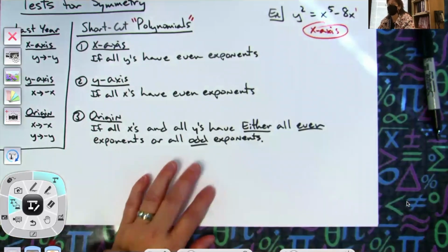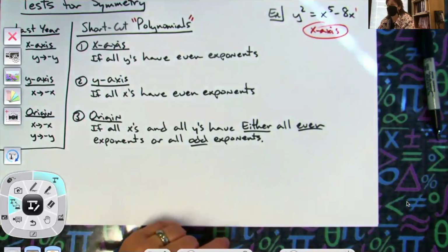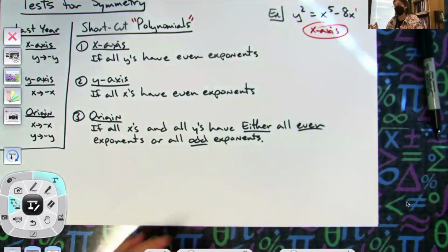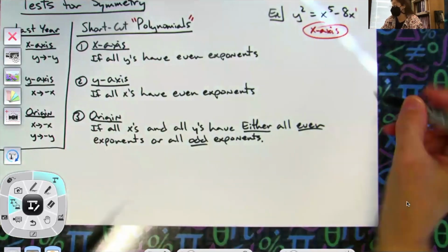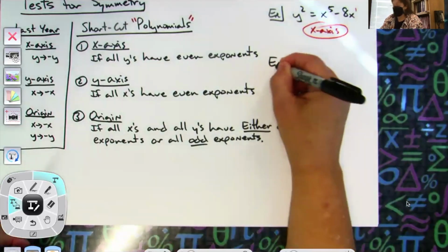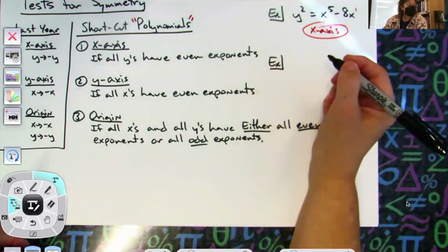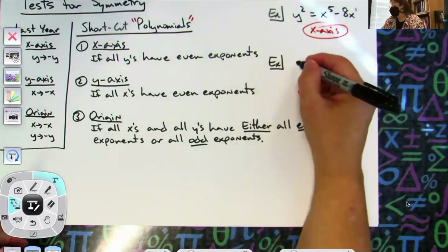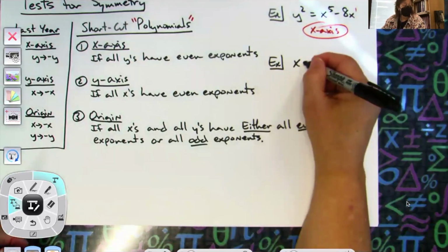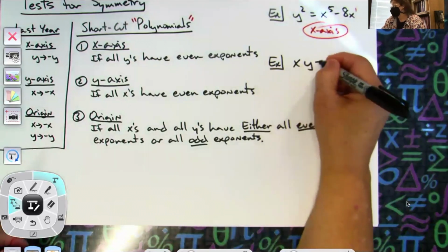Okay, so much, much faster than what we did algebraically last year, but there again, you have to have the rule memorized. If you don't have the rule memorized, it's not going to do you any good. Okay, so let's do something like xy equals 8.